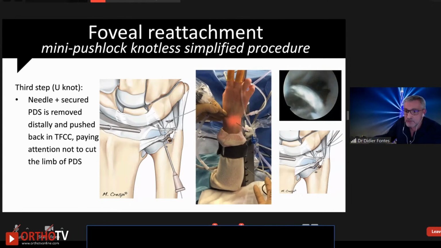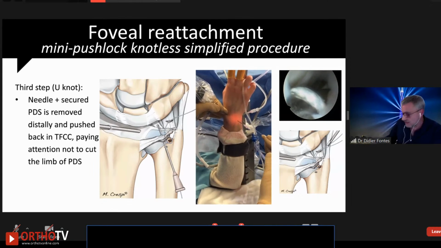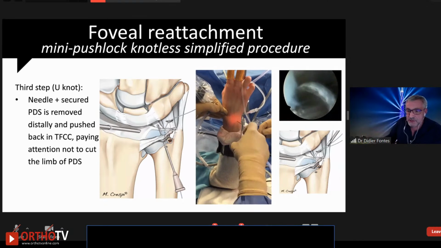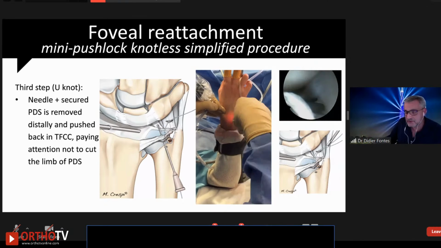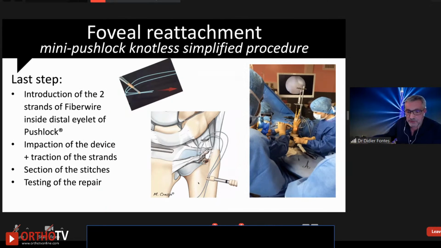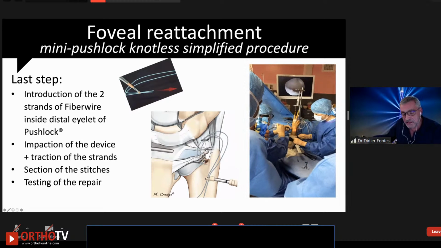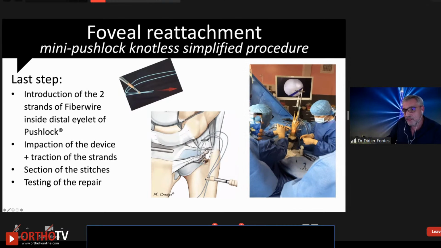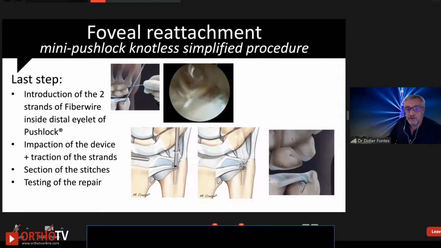It's percutaneous for the introduction of the needle, and you don't have to use different, very expensive material. So as soon as you have done that, it's quite finished. You introduce the 2 stitches inside the eyelet of the mini-pushlock, and then you will have to refine the little hole that you have previously prepared on the basis of the styloid. You introduce your device here, and you will find where the hole is.